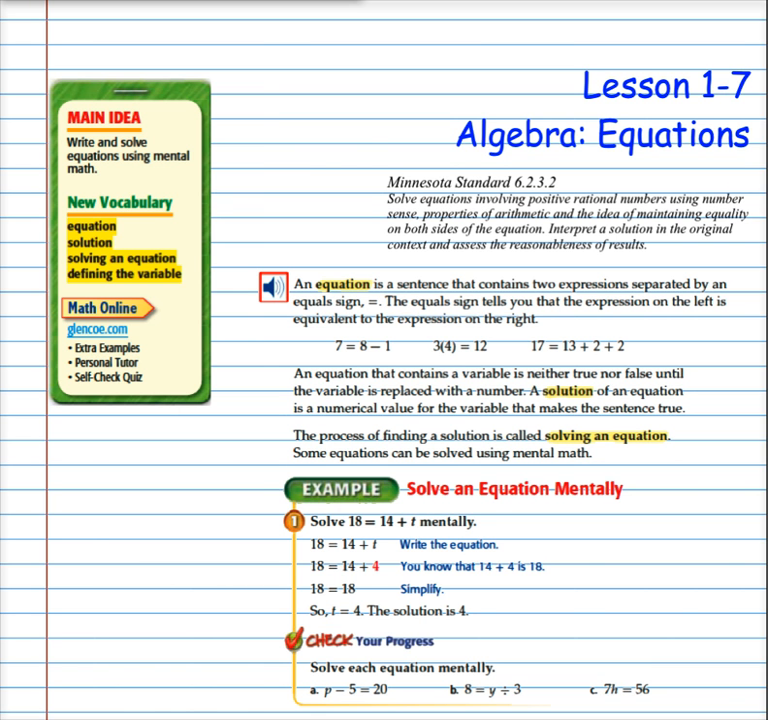In our first example, it says 18 equals 14 plus t. You write the equation. Basic facts tell you that 14 plus 4 equals 18. When you simplify 14 plus 4, you get 18 equals 18. Therefore, t equals 4 is the solution to this equation.